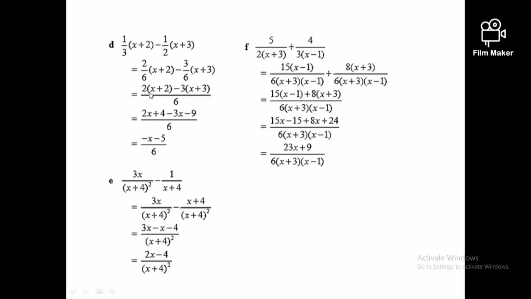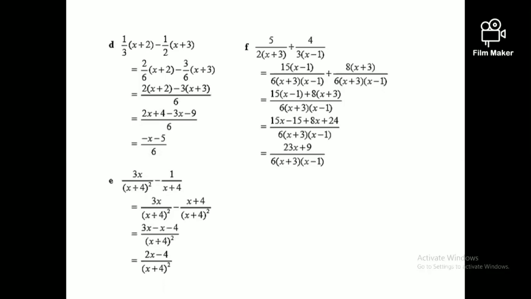Then if you remove the bracket, you will obtain the answer. 2 into x is 2x. 2 into 2 is 4. Minus 3 into x is minus 3x. Minus 3 into plus 3 is minus 9. 2x minus 3x is minus x. 4 minus 9 is minus 5. Divided by 6 would be the final answer, right?